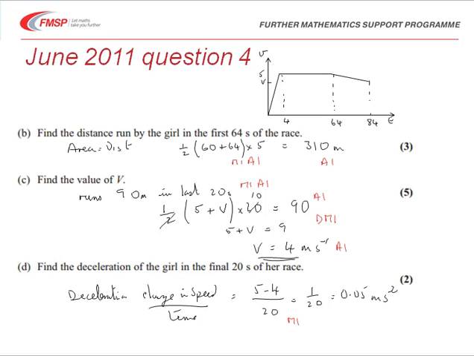The final part of the question, just 2 marks, a method mark and an accuracy mark for the answer being equal to 1/20 or 0.05. That's the end of that question.